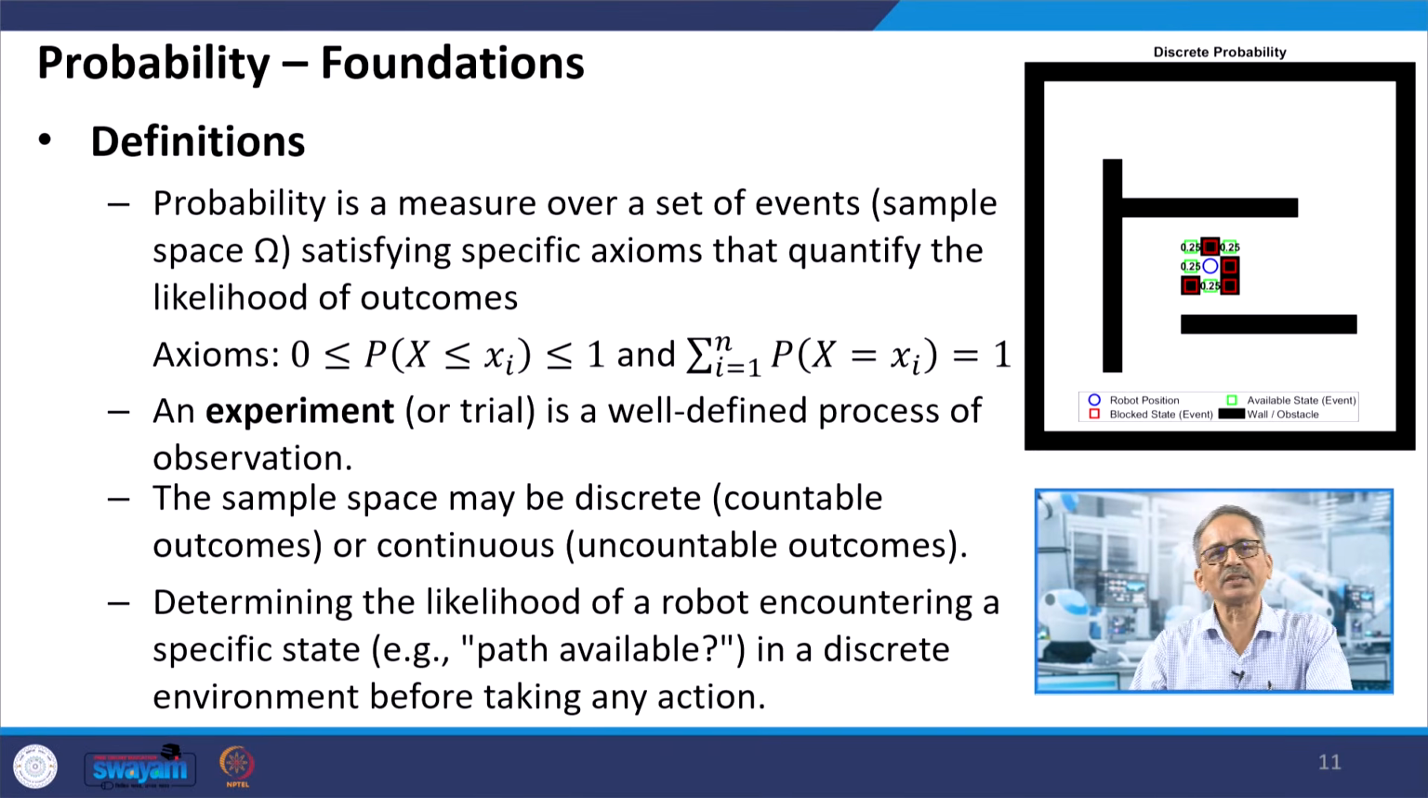Now, let us move on to some of the basic fundamentals of probability theory, which are very much used in our robotics and AI course.